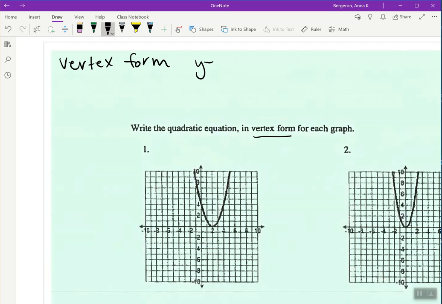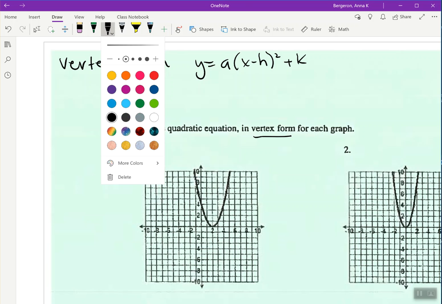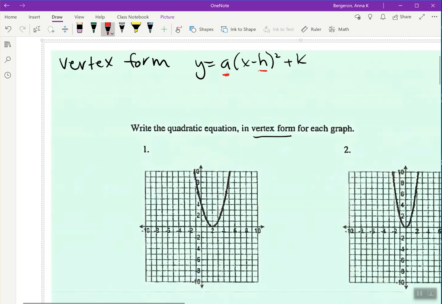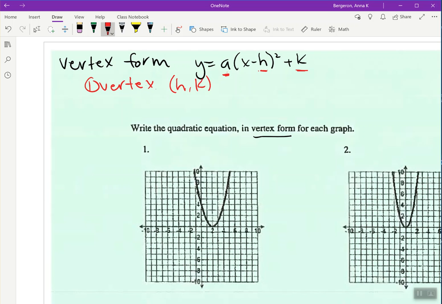is y equals a times x minus h squared plus k. A lot of this equation is the same every time. The only pieces of information that we need are this a, h, and k value. To get those, the first part is the vertex, which is the h and the k. If we know the vertex, we know the h and the k value. And then the second piece is we need to figure out what the a value is. So that's how we're going to write our vertex form. We figure out our vertex, and then we figure out our a value.